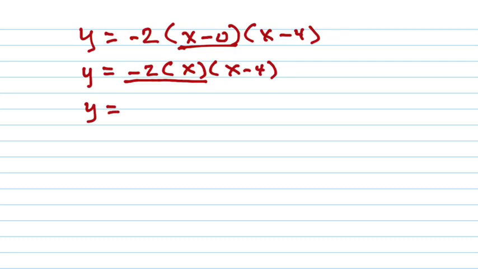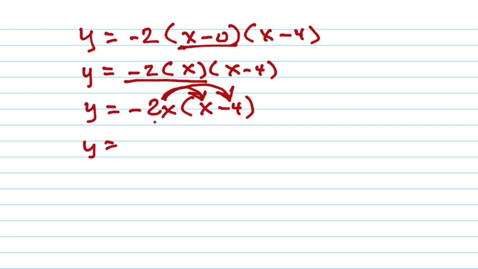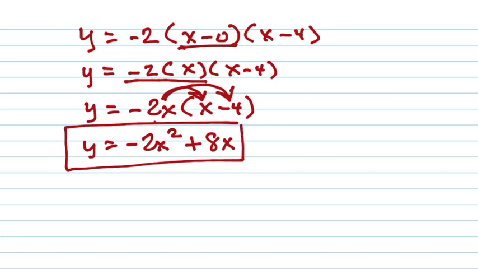What's -2 times x going to give me? -2x. And then I have to take that -2x times the x minus 4. Remember, that's just the distributive property. Multiply it times each one of those. So -2x times x is -2x squared, right? Then -2x times -4. Negative times a negative is positive. 2 times 4 is 8. And x times nothing just stays 8x. And there's the equation.